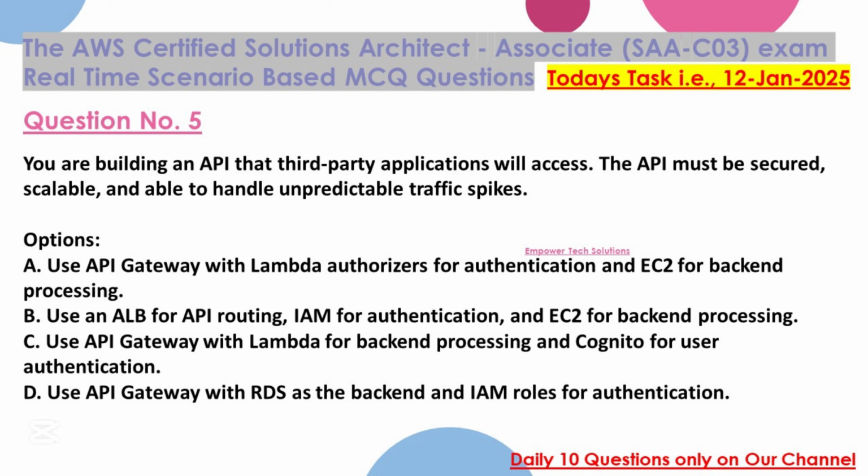B. Use an ALB for API routing, IAM for authentication, and EC2 for backend processing. C. Use API gateway with Lambda for backend processing and Cognito for user authentication. D. Use API gateway with RDS as the backend and IAM roles for authentication.